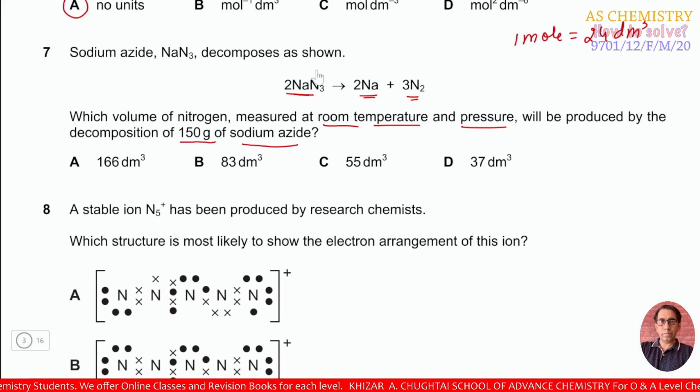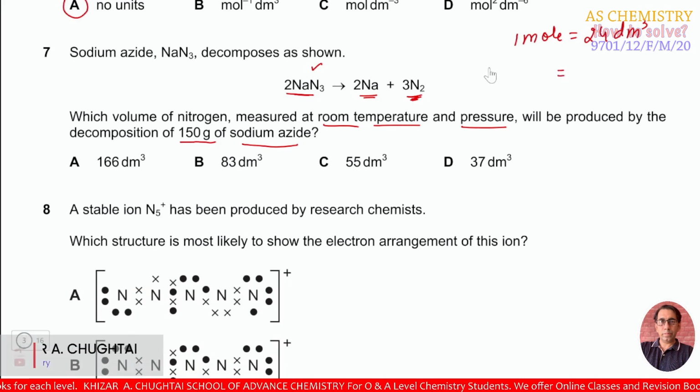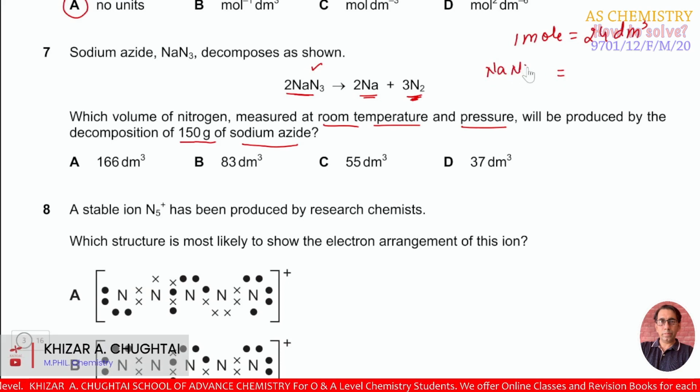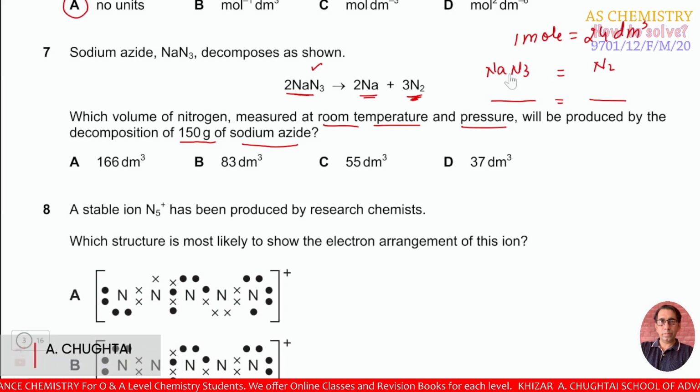As you know, the reference is sodium azide, and he is asking to find the volume of the gas, this is nitrogen. So the computation is between sodium azide versus N2. Number one, I'm going to use the unitary method, or the ratio proportion method.